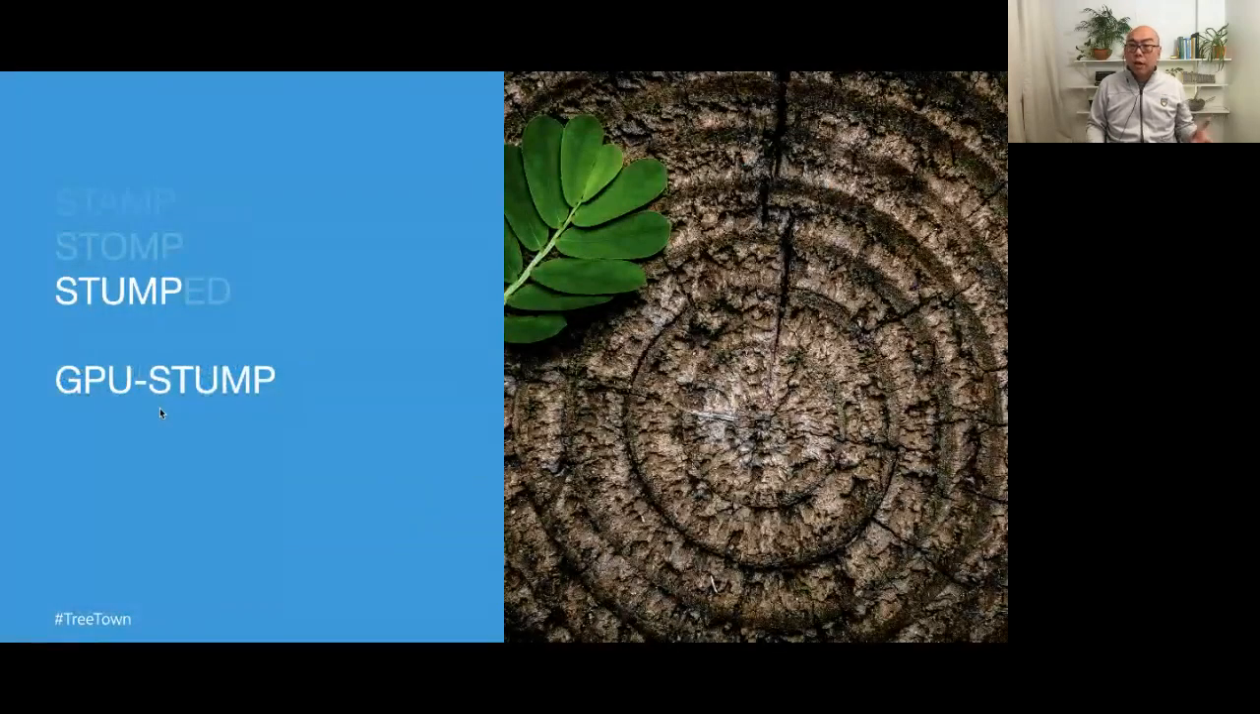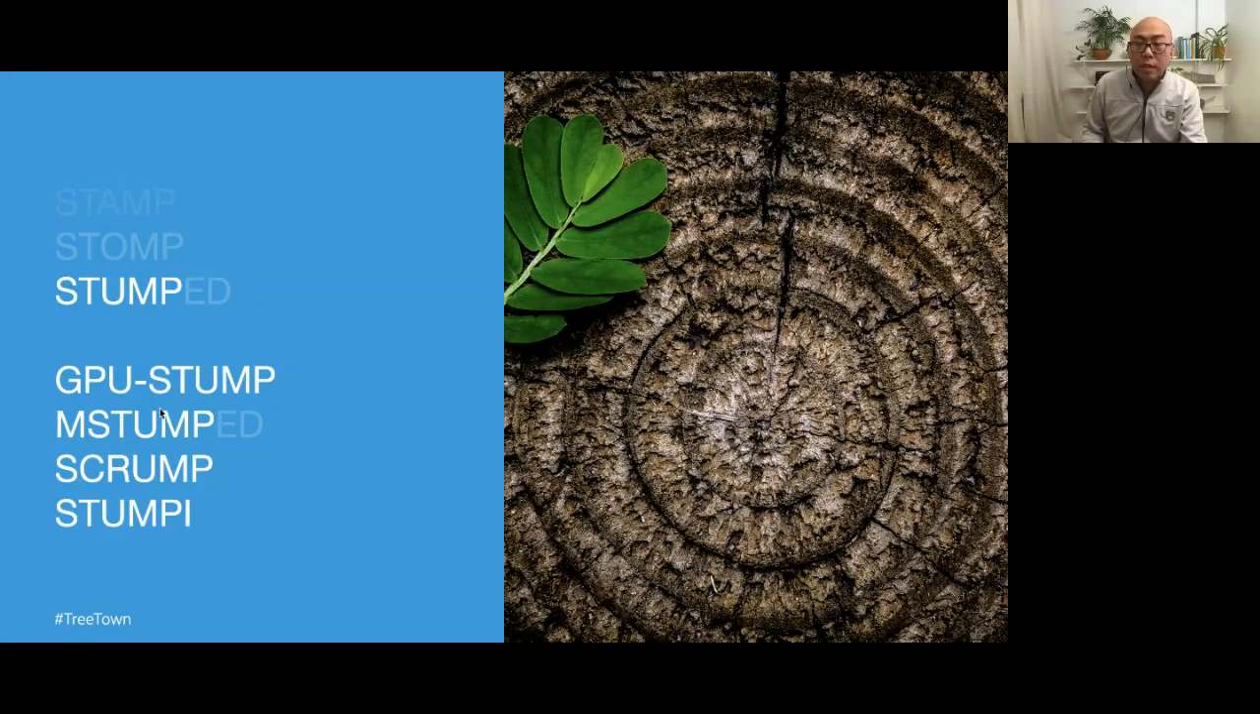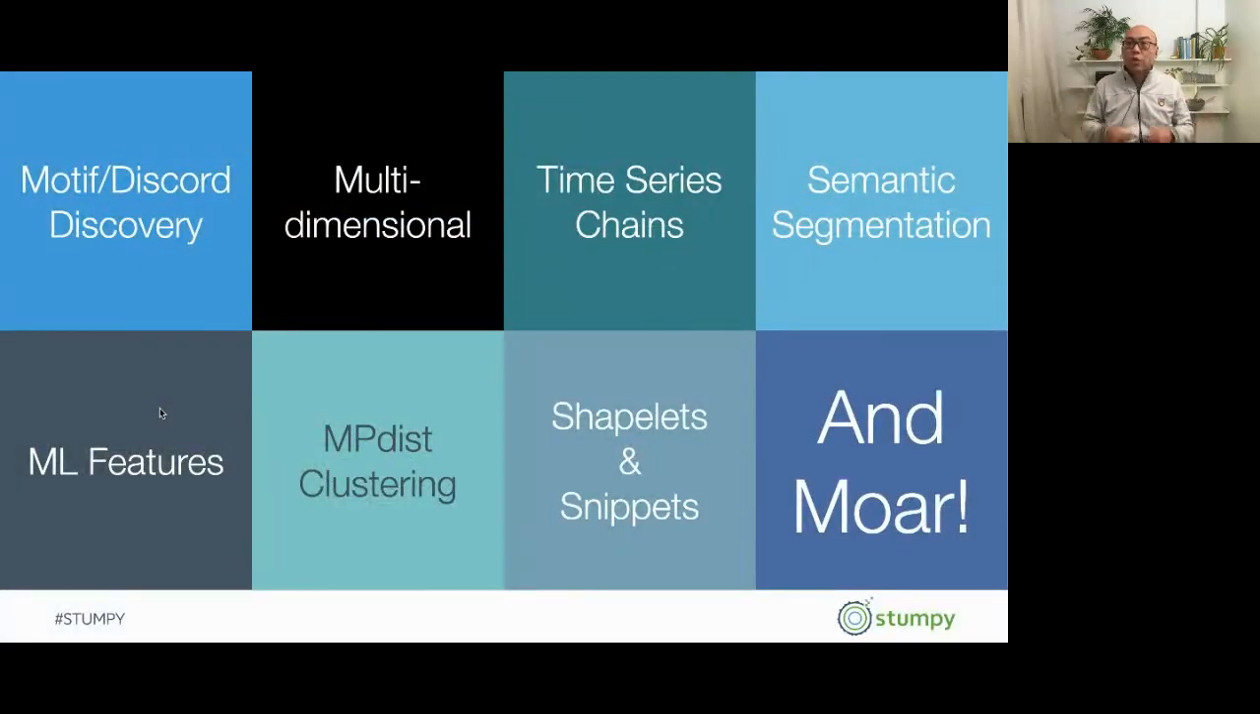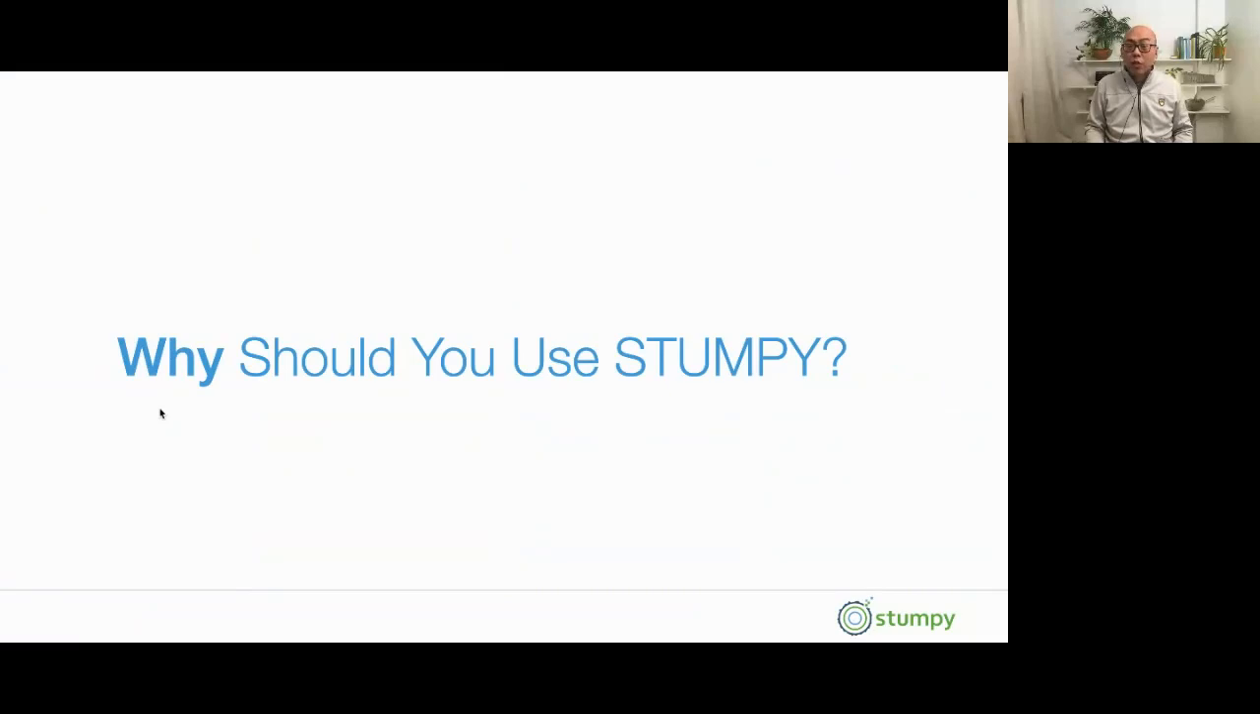And so we also support multidimensional STUMP, as well as SCRUMP, which gives you an approximate matrix profile, as well as STUMPI for incremental analyses, if you have streaming data. And just so you know, this is only the tip of the iceberg. There's a lot of stuff that can happen under the hood that you can leverage the matrix profile for, including time series chains, semantic segmentation, which is related to change point detection, also for computing machine learning features, and much, much more.